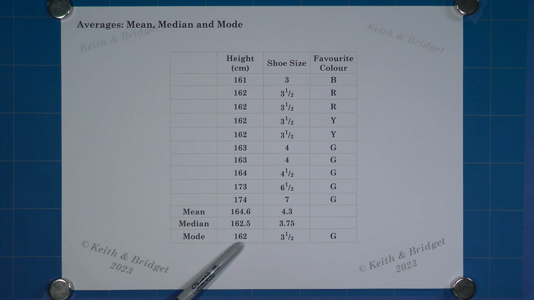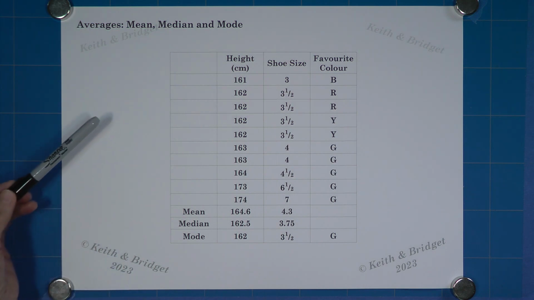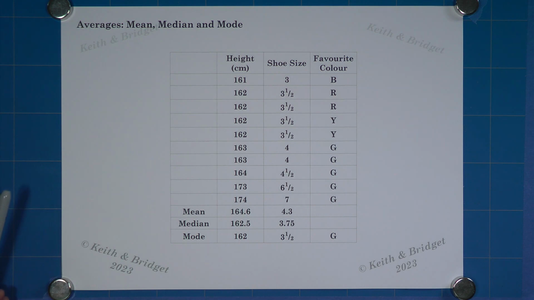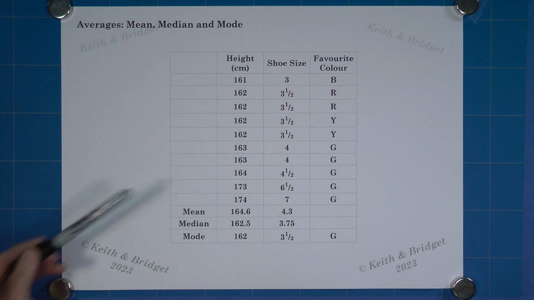And then we have the mode, which is the value that occurs most often. And here it's 162, which is a bit low because we have got quite a few others here. Okay. So in this instance, it appears that the median is probably the best value to use. If we hadn't got extreme values, then the mean would be a very sensible choice.